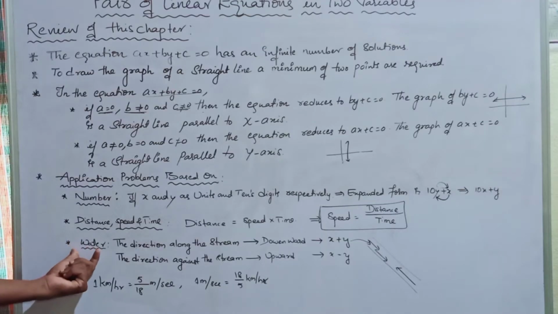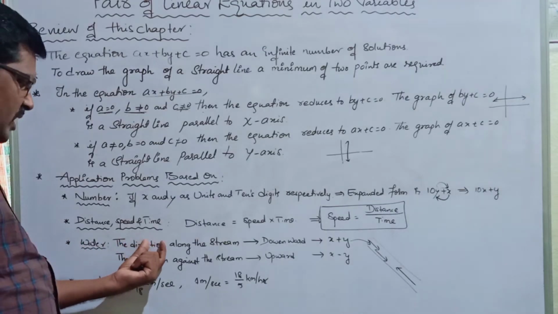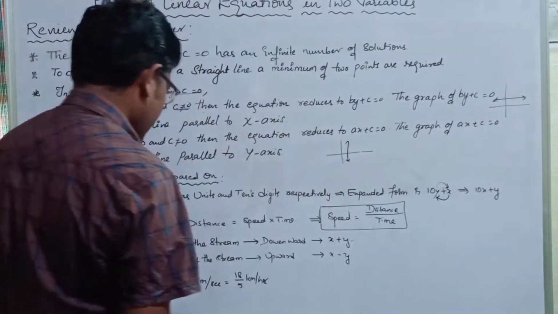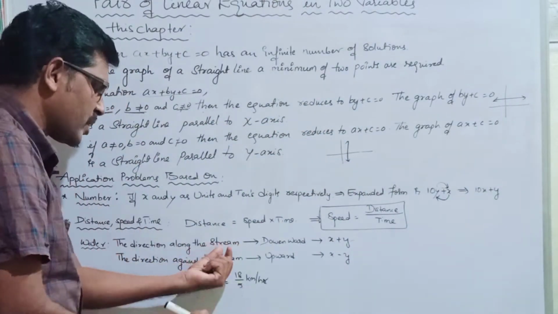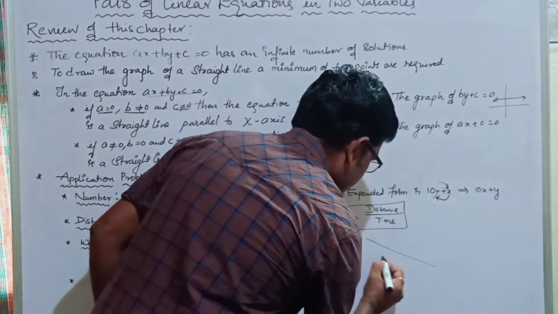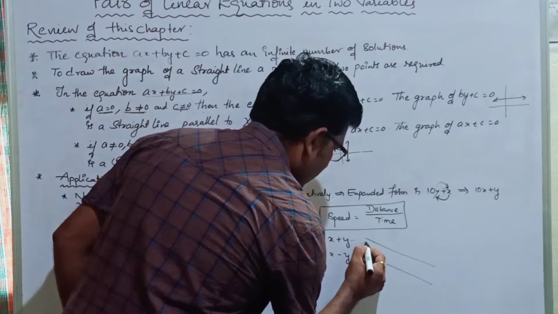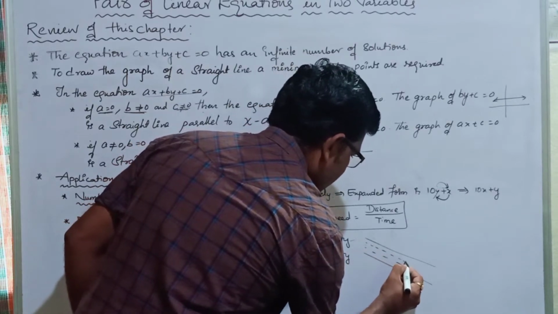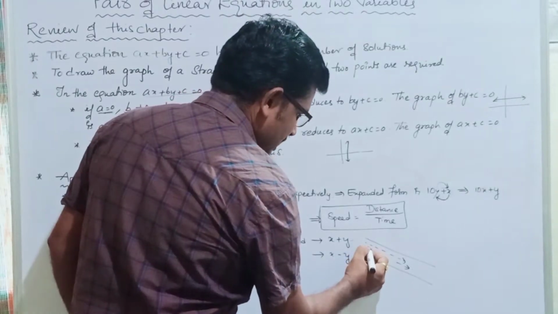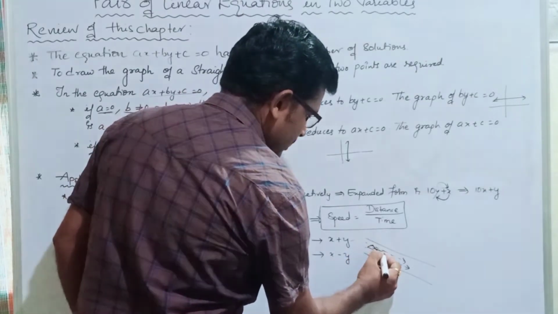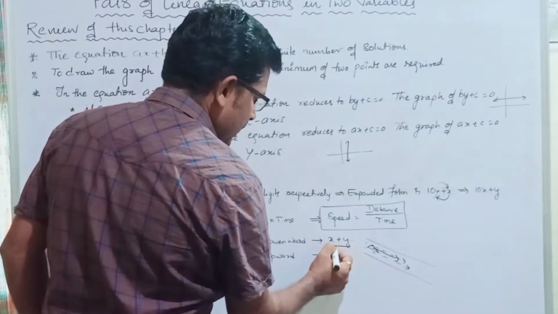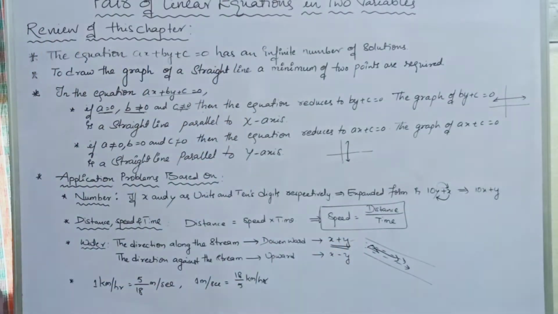So here, some water problems. The direction along the stream. Along the stream means the flow of the water. For example, the flow of the water is downside. The ship is going downside. So the equation becomes x plus y.